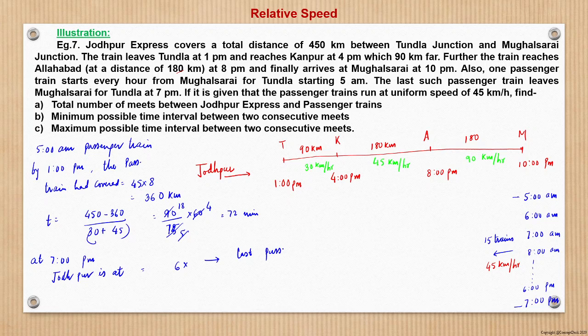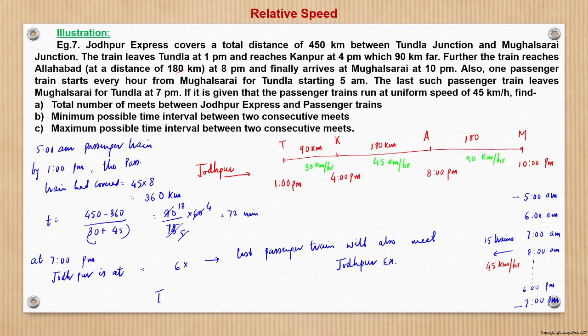passenger train will also meet Jodhpur Express. So when the first or the last passenger train from Mughalsarai meets Jodhpur, we can safely say that all the trains meet.